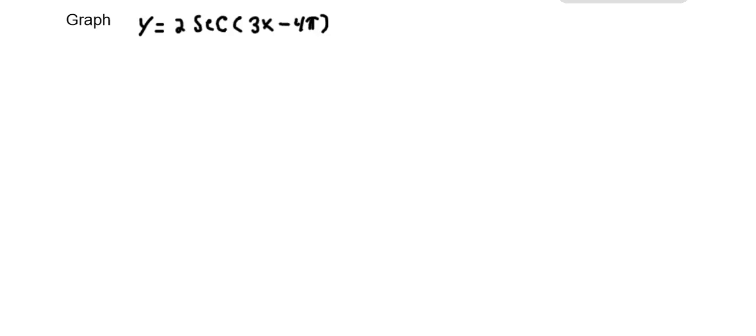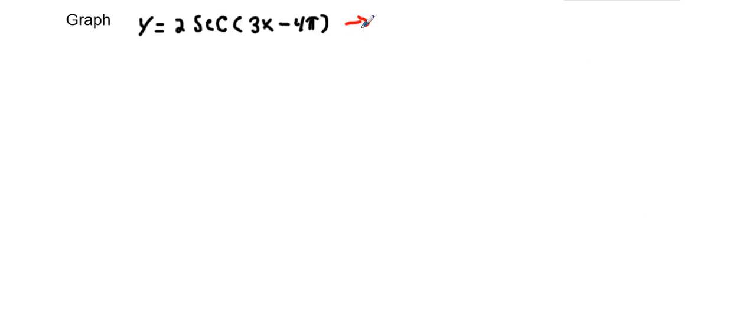Alright, so the first thing we have to realize when we're graphing secant or cosecant is that to graph these graphs, we're going to have to graph their reciprocal functions. Now secant is a reciprocal function to cosine, just as cosecant is a reciprocal function to sine.